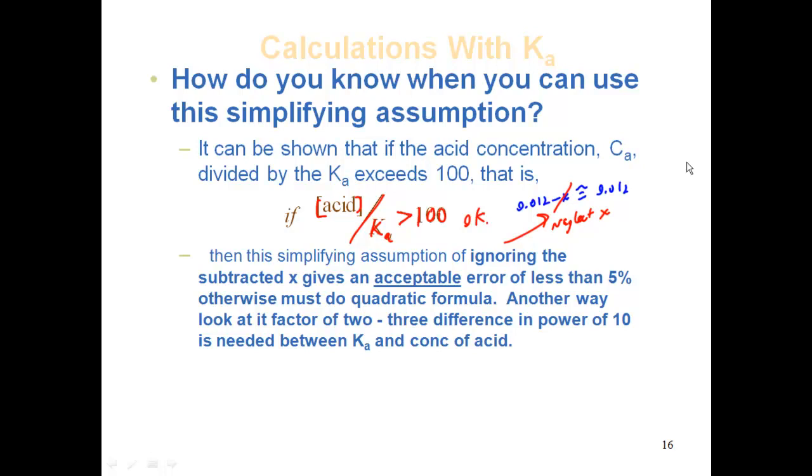Okay, if my concentration of my acid divided by my Ka is greater than 100, then I can neglect X. Ignoring the subtracted X gives an acceptable error of less than 5%.